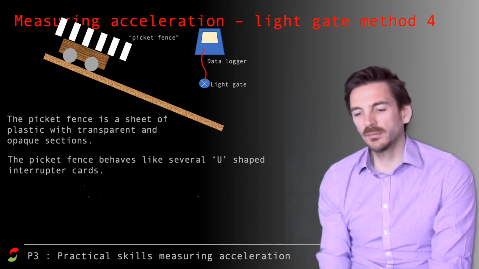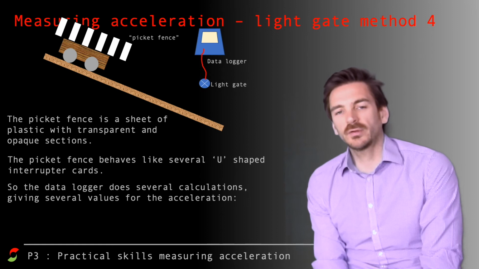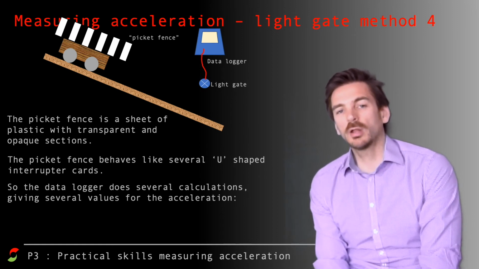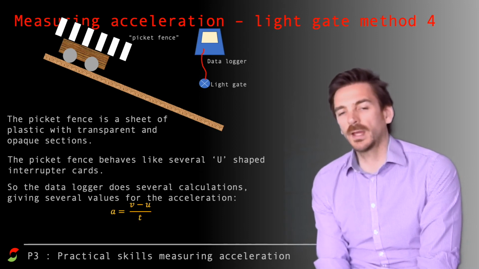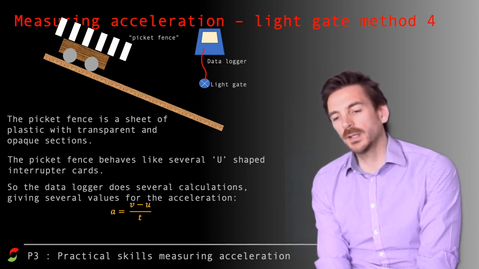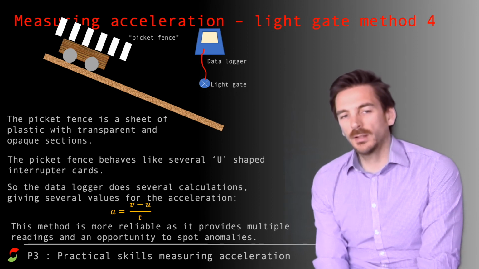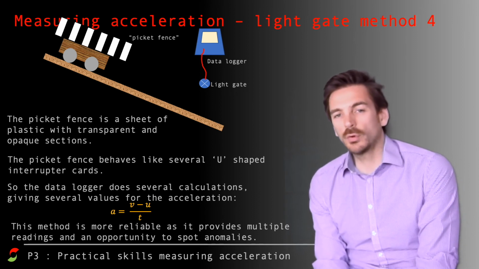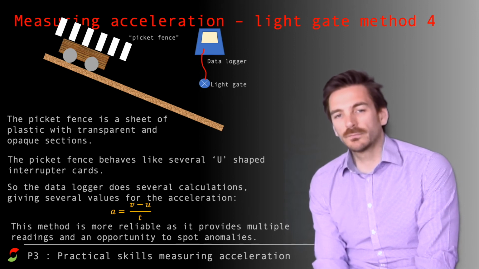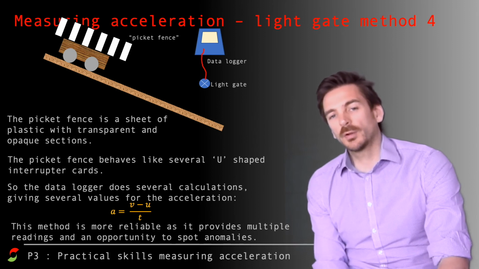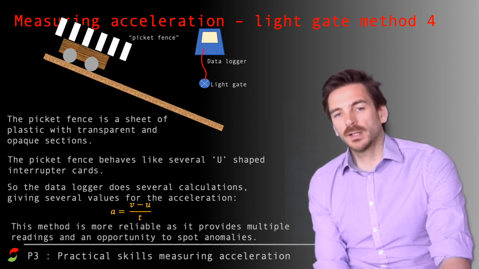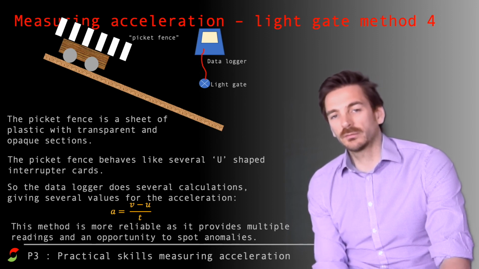So what it ends up doing is several acceleration calculations because there are lots of different breaks in that interrupter card. But it's still using that equation, so it will do that several times for one run of the trolley. And this method is more reliable than all the other methods because you get several values of the acceleration in one go, and that means that you can spot anomalies and discount them, and you can calculate an average, and therefore you're producing data that is very reliable compared to the others.